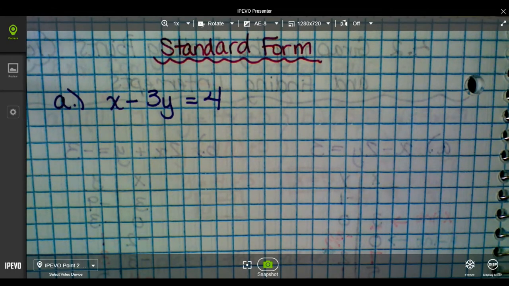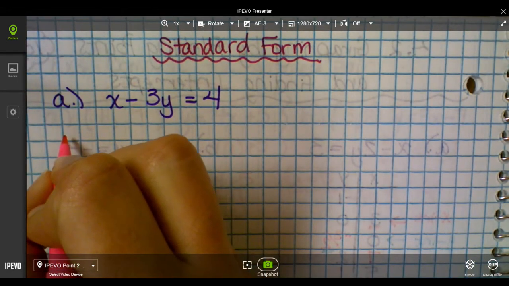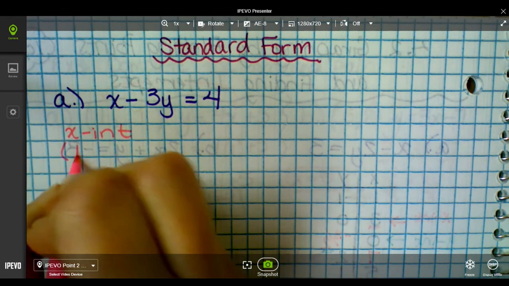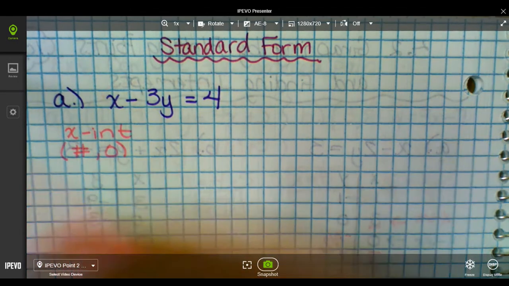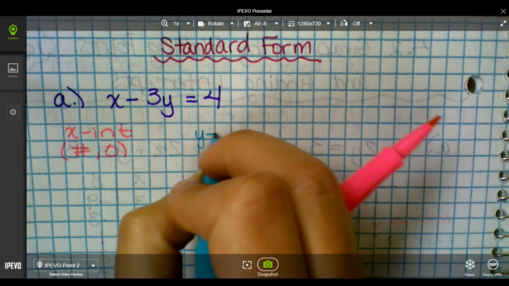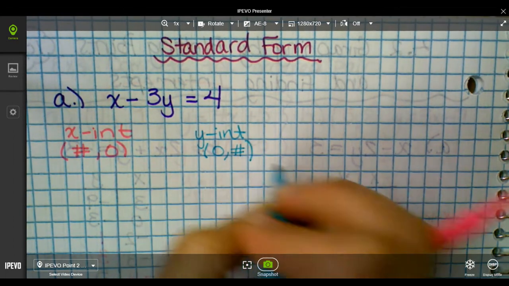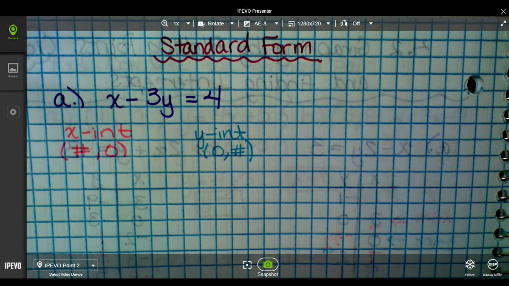Okay, so now we're going to start graphing by intercepts in standard form. The first thing that we want to remember is that we had our x-intercept, and we said that had to be a number in the x spot when y is 0. And then we had our y-intercept, which we said the number had to be in the y spot when x equals 0. So now we're just going to put that into practice a little bit.